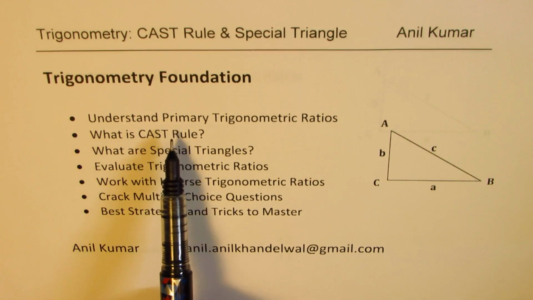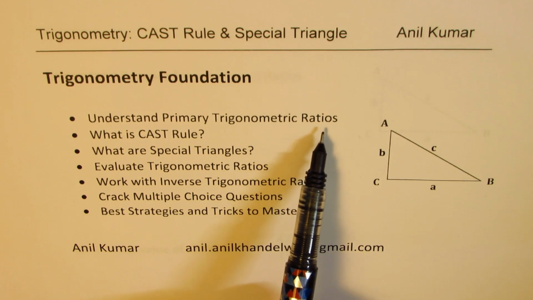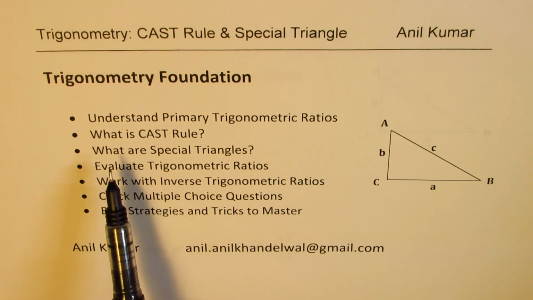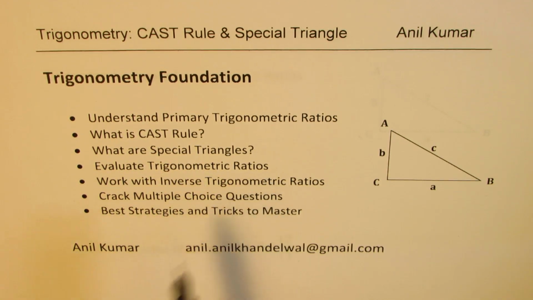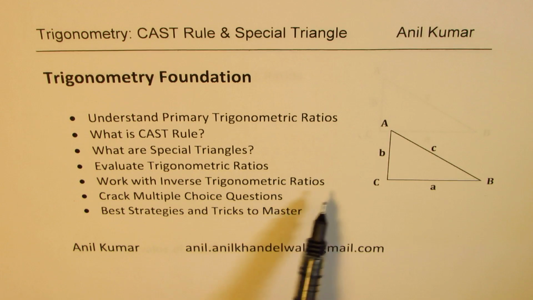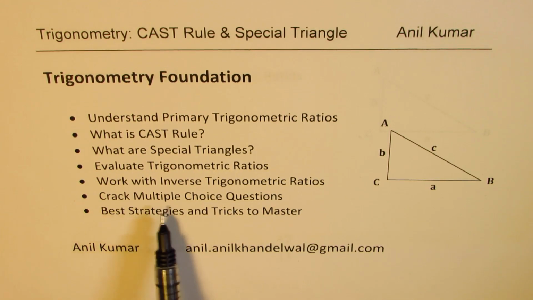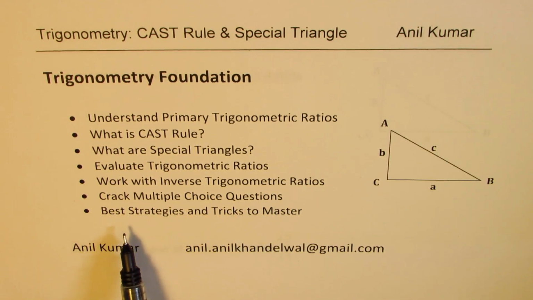We are going to understand the primary trigonometric ratios: sine, cosine, and tangent. What is the CAST rule? What are special triangles? How to evaluate trigonometric ratios, work with inverse trigonometric ratios, crack some multiple choice questions, and then conclude with best strategies and tricks to master.